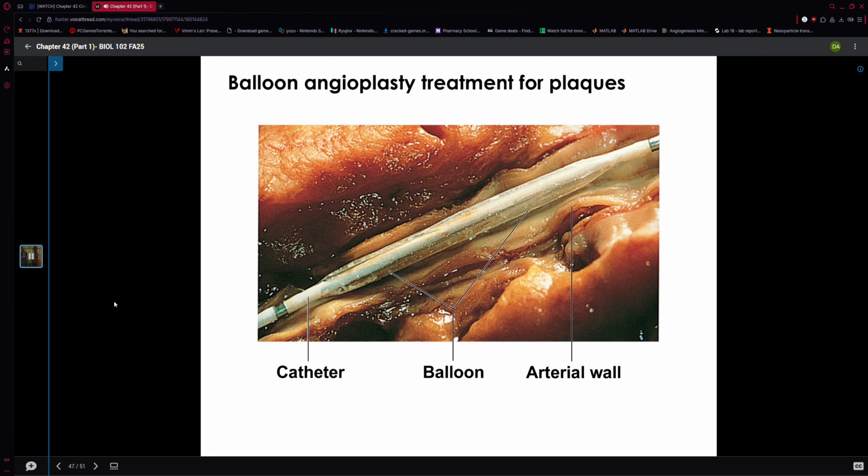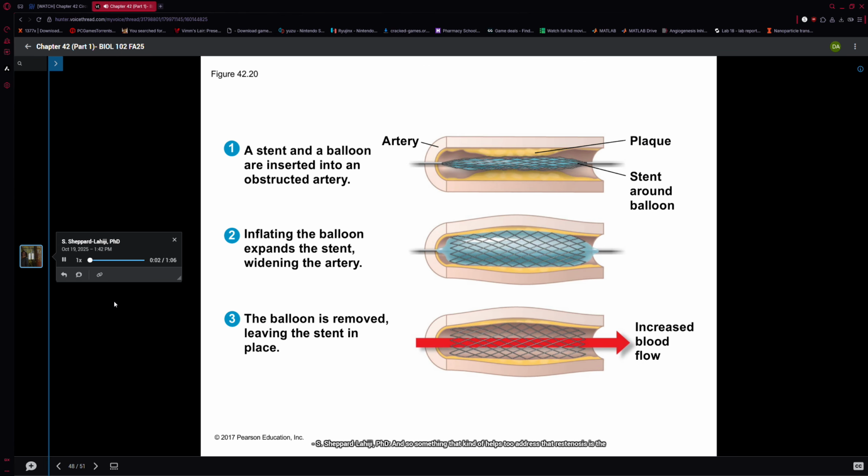And so something that helps to address that restenosis is the utilization of a stent. So the only difference here is that rather than just apply the balloon in order to exert that pressure and then remove it, here we have a balloon and a stent, and that gets inserted in the area in which we have that plaque buildup. And so the balloon still gets inflated, but as the balloon inflates, it's going to increase the size of the stent, and that stent's going to widen the artery.